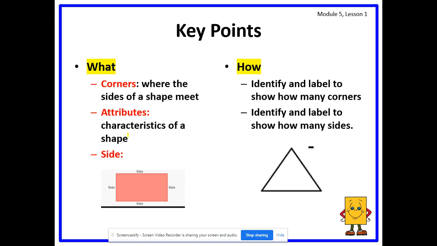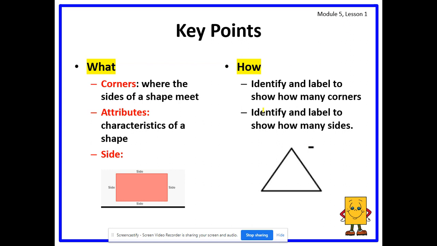Attributes is a big word, and it's also an objective. Attributes are characteristics of a shape, how you describe a shape. And today we're going to describe our shapes by describing its corners and its sides. The sides of a shape are these right here where you see the word side. So this shape right here has 4 sides, as you can see, everywhere the word side is at.